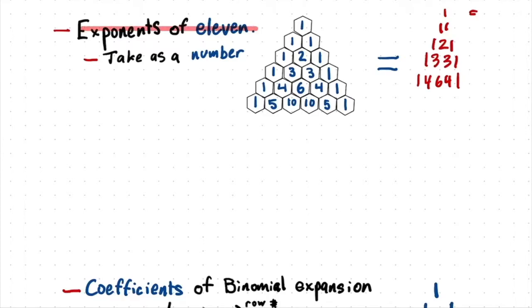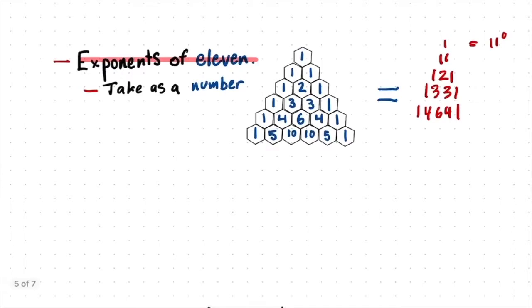So this 1 equals 11 to the 0, because anything to the 0 is just 1. Sorry, let me scroll up so you guys can see. 11 is just equal to 11 to the 1. 121 is equal to 11 squared. 1,331 is equal to 11 cubed. 14,641 is equal to 11 to the 4, and so on.